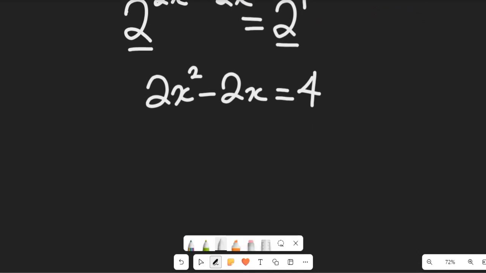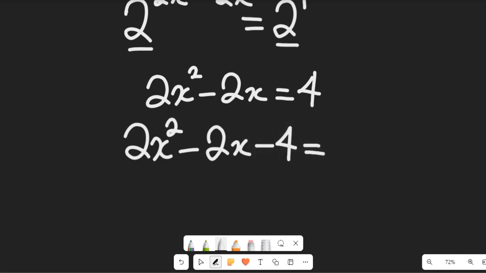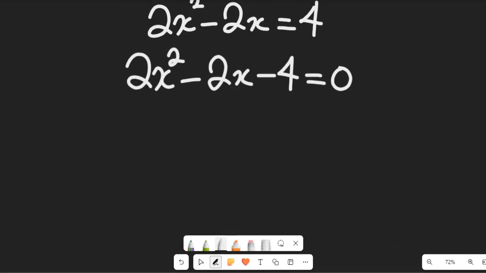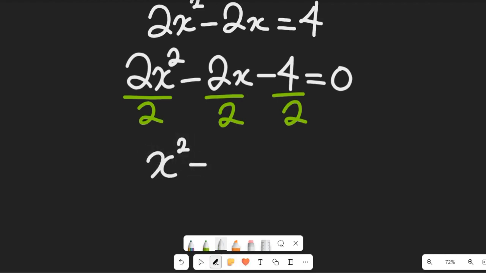So taking that, we are going to subtract 4 from both sides, and that will give us 2x squared minus 2x minus 4, and this will be equal to 0. So if we do that, we are going to simplify this by dividing all through by 2. We divide all through by 2, and that expression will now become x squared minus x minus 2, and this will be equal to 0.